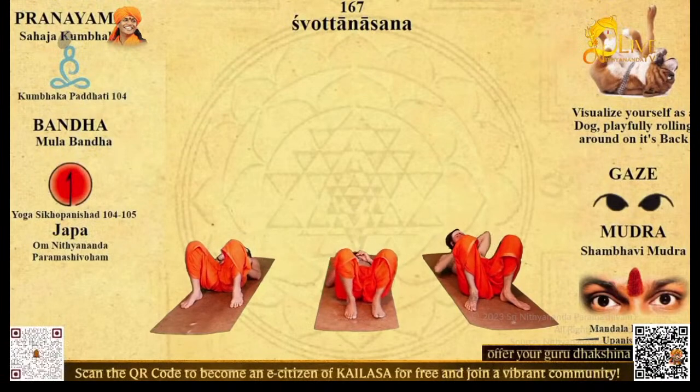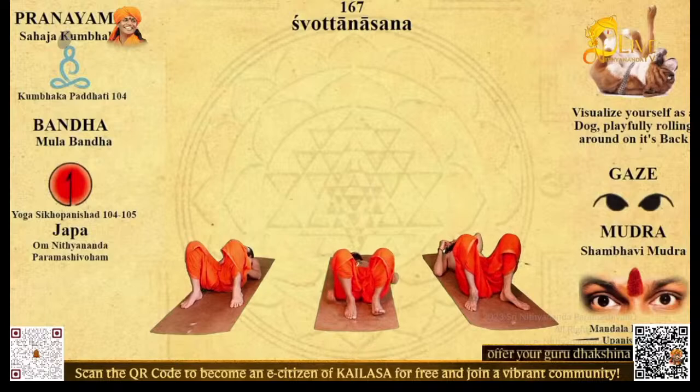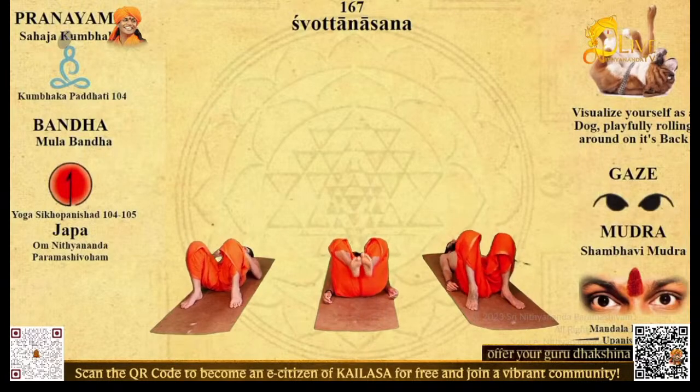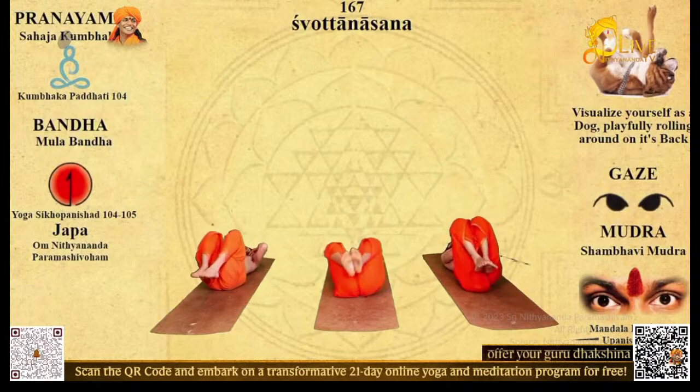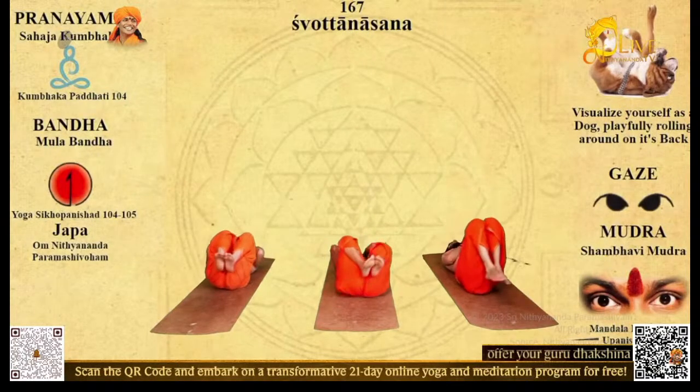Next up is Shvotanasana. Laying on your back, pull your knees towards the chest and place your hands on the shoulders. Then move your hips in a circular motion as you visualize yourself as a dog playfully rolling around on its back.